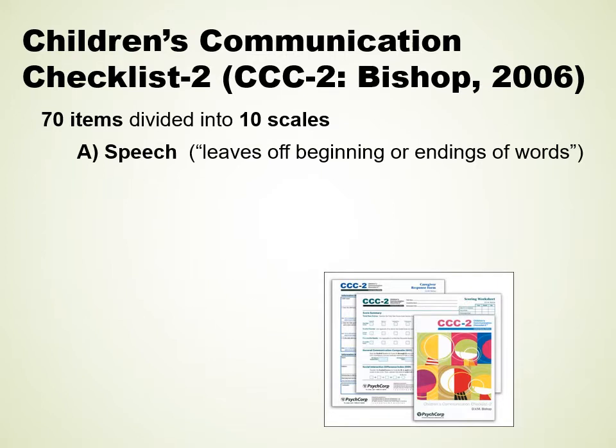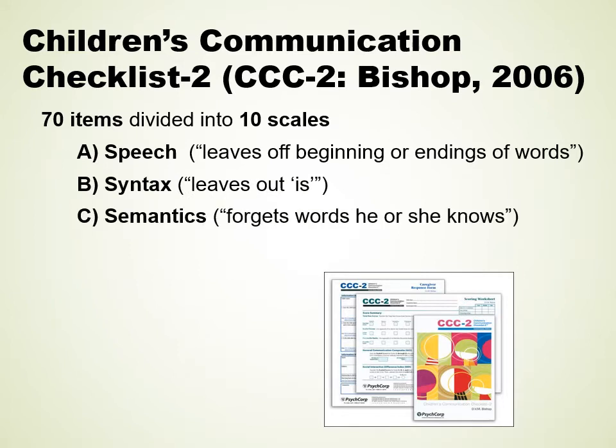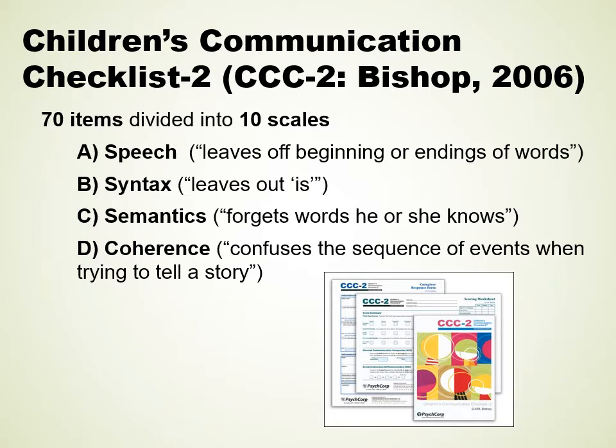Speech: leaves off the beginnings or endings of words, so this is clearly to identify students who might have a speech sound disorder. Syntax: leaves out "is." Semantics: forgets words he or she knows. And coherence: confuses the sequence of events when trying to tell a story. We'll be looking more closely at coherence analysis in a little while.